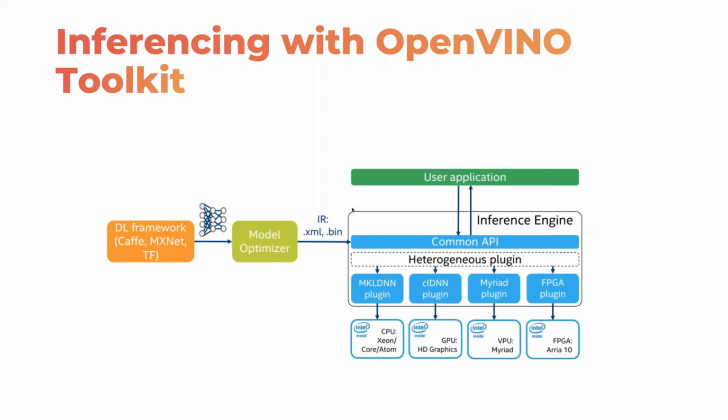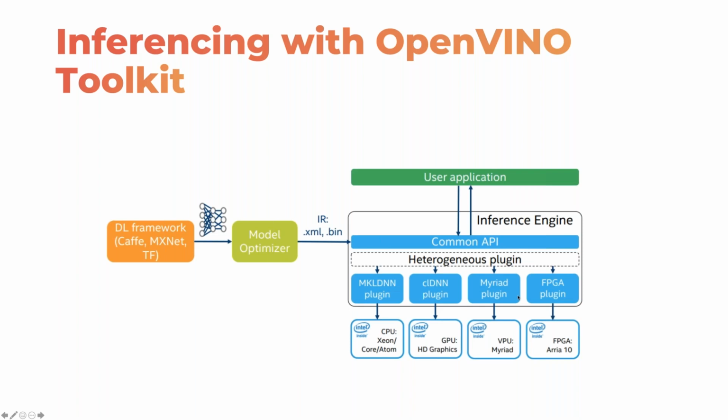So I have double-clicked inference engine, and as you notice, the output generated by model optimizer is loaded by the inference engine through the common API. And then there are multiple plugins. There is a CLDNN, which is meant for the deep learning neural network GPU based plugin. Then there is an MKLDNN, which is optimized for CPU. Then there is a Myriad plugin meant for VPU, which is a vision processing unit. And when you're targeting an Arria 10 FPGA, then you load the FPGA plugin. All of these plugins are just changing one line of code in the inference engine.